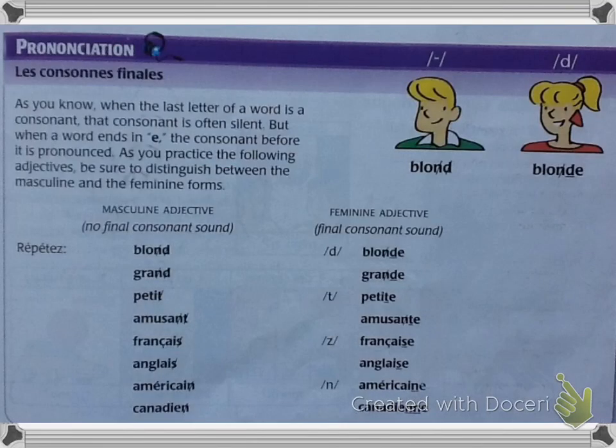Right, the pronunciation: les consonnes finales. As you know, when the last letter of a word is a consonant, that consonant is often silent. But when a word ends in an E, the consonant before it is pronounced. As you practice the following adjectives, be sure to distinguish between the masculine and feminine forms. So again, in general in French, the last letter of a word is typically not pronounced. And so that changes the pronunciation when the last letter of the word changes from being a consonant to a vowel.